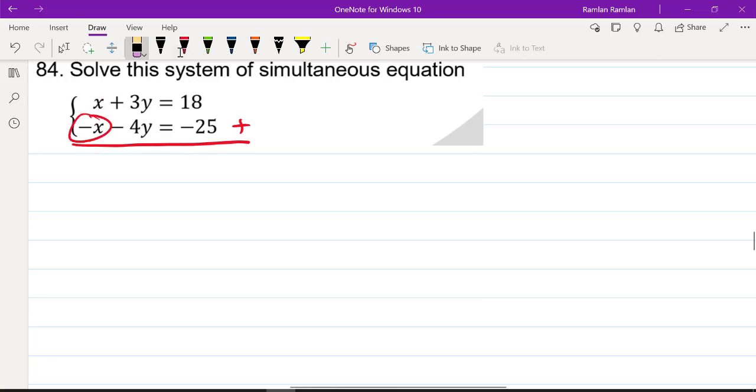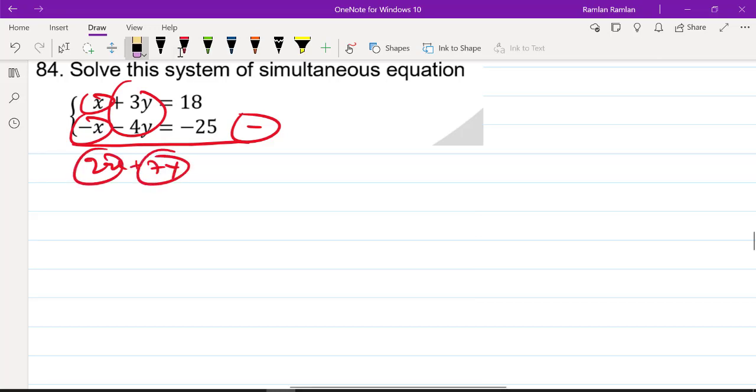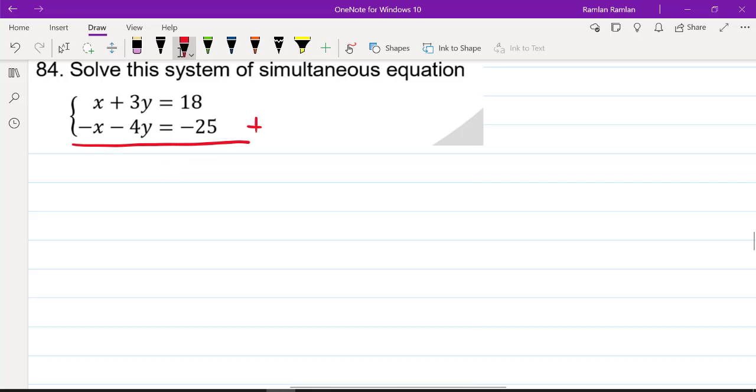Notice that previously we were subtracting, because again the concept is to eliminate one of the variables. Previously we were subtracting because x minus x is equal to 0x, right? It's just 0. For this one, if you try to subtract, x minus negative x would be 2x, so you're not eliminating the x. If you subtract the y terms, there'll be 7y. So we are not eliminating one of the variables. For this one, you need to add, because the concept is to eliminate one of the variables.